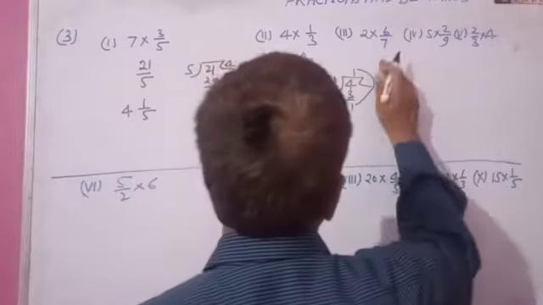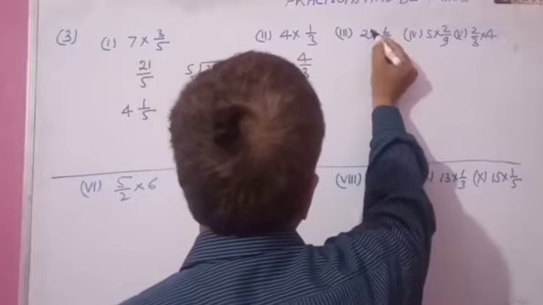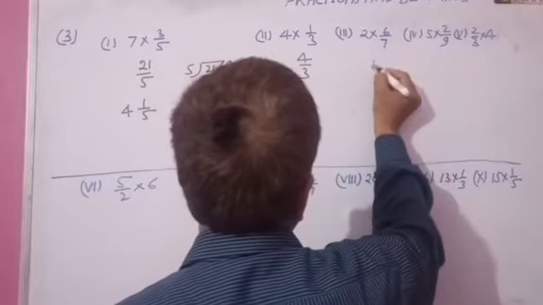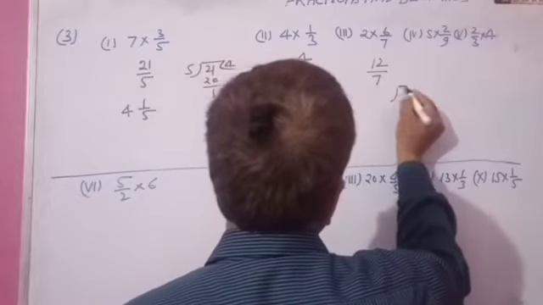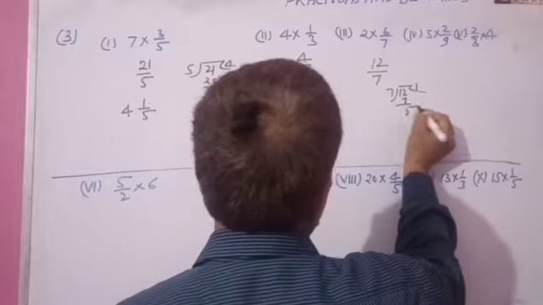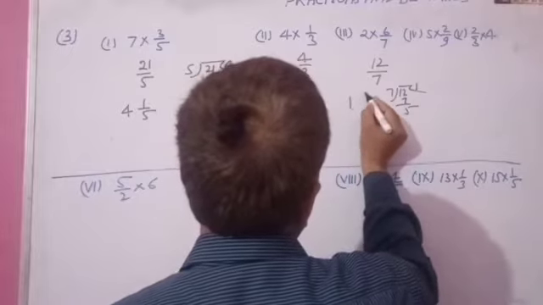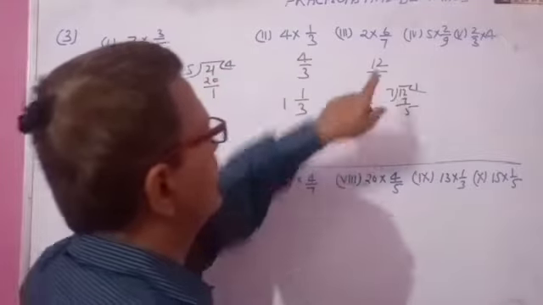This is 2 multiplied by 6. 2 multiplied by 6 that is 12 upon 7. So you can change: 7 1s are 7, remainder 5. So 1 whole 5 upon 7, you can write 1 whole 5 upon 7 as a mixed fraction.